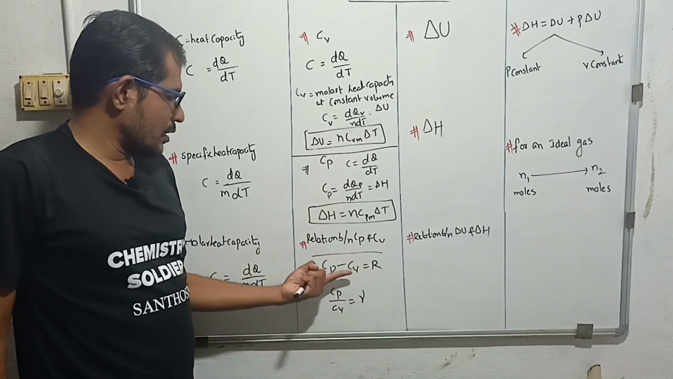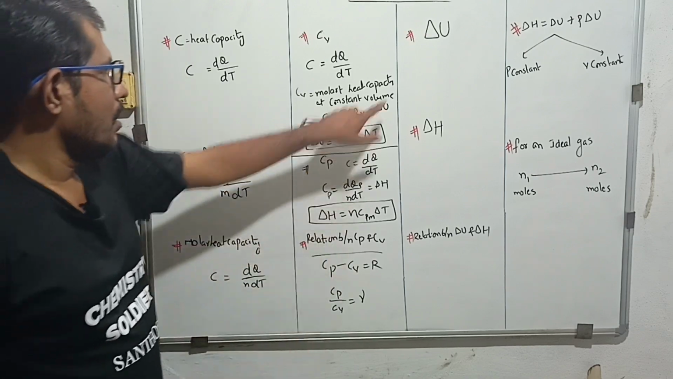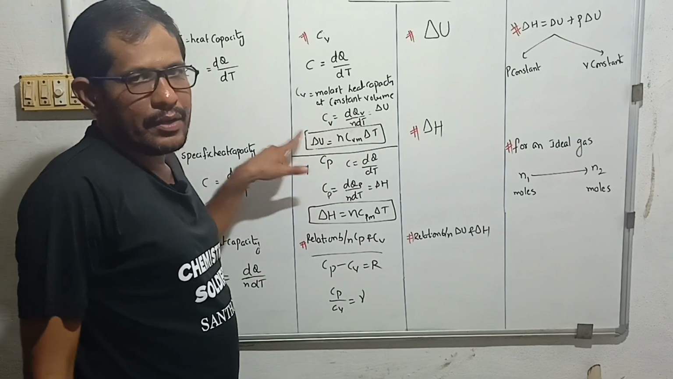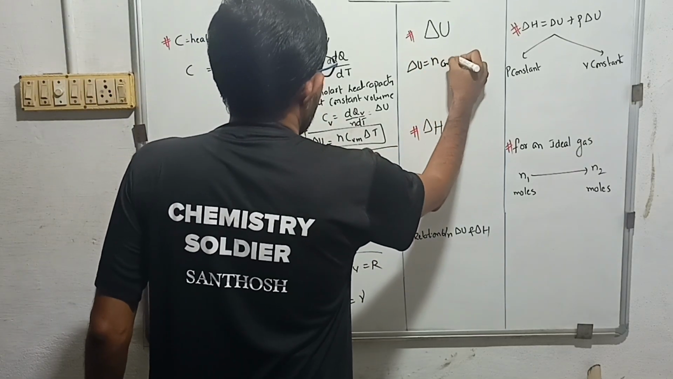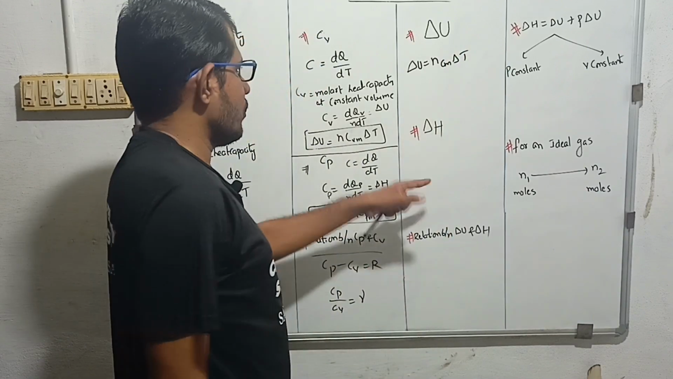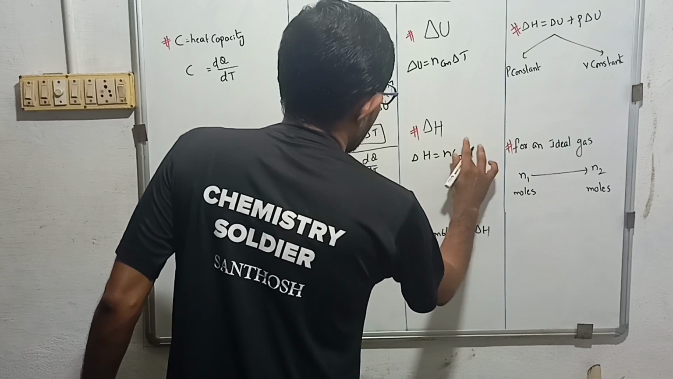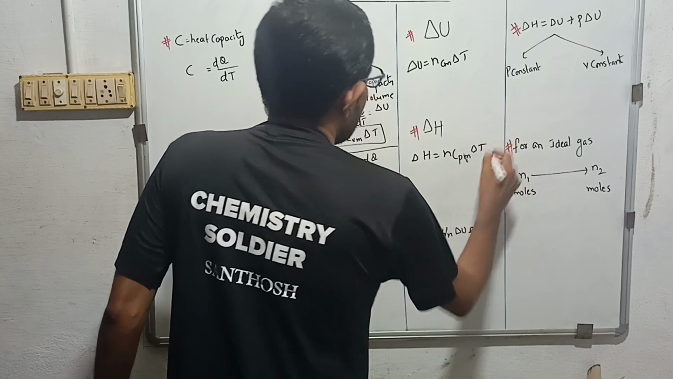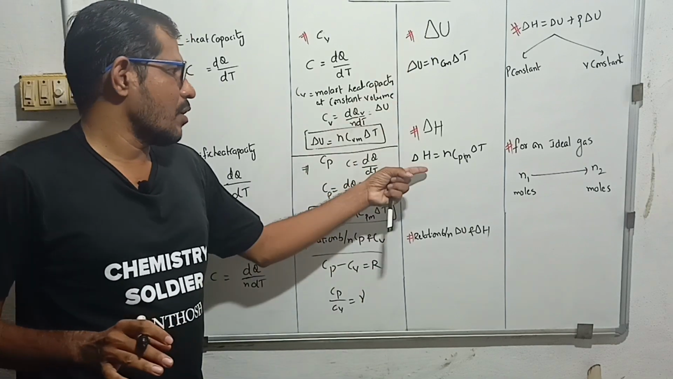Now understand the relation Cp minus Cv equal to R, Cp by Cv equal to gamma. What is delta U here? Delta U you have already derived: delta U equals n CVM delta T. And delta H is directly delta H equals n CPM delta T. So delta U is the change in energy at constant volume.